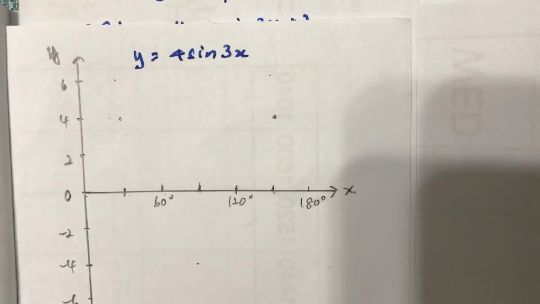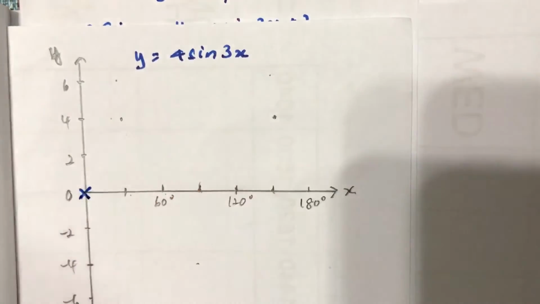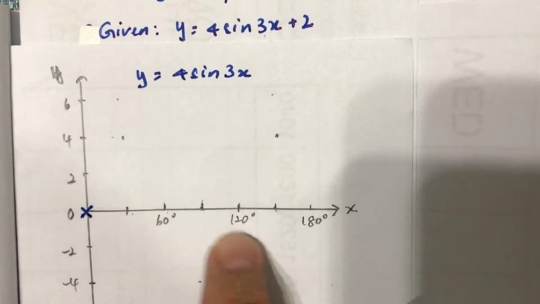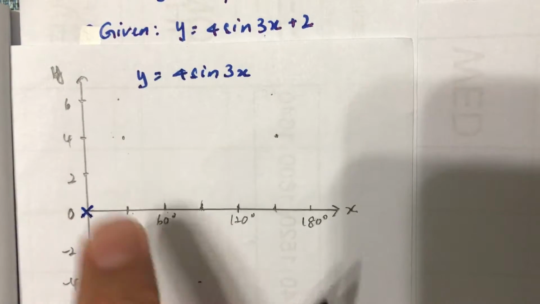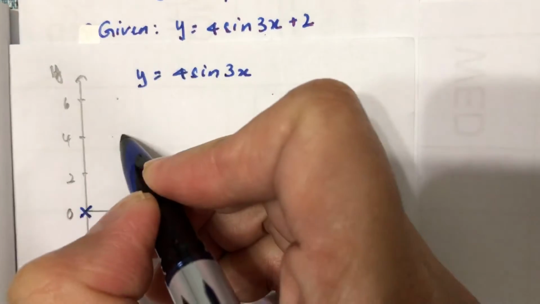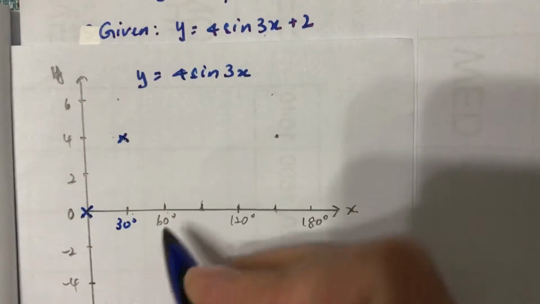So let's have a go at it. The first point will be at 0. The second point will be here. So if this is 120, half of it is 60. And half of 60 here is actually 30. So at 30 degrees, this would have been the maximum.